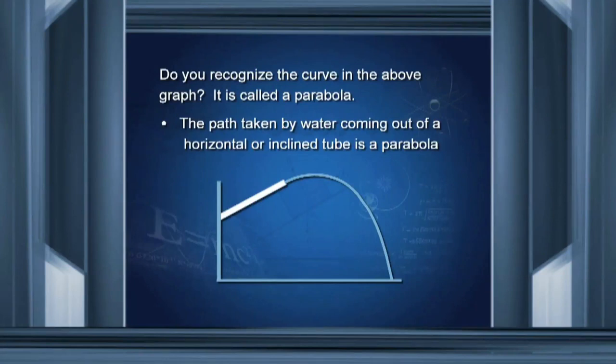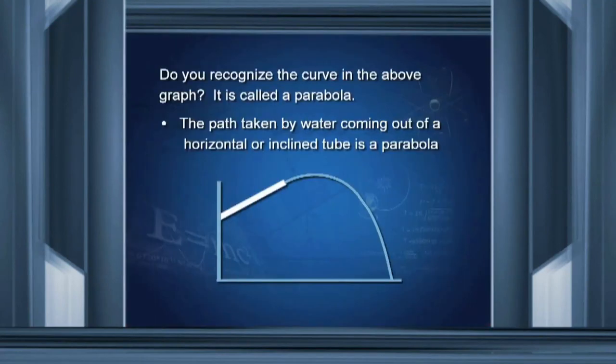And we find that the curve has this shape. What is this shape? This shape is called a parabola. A curve of this shape is called a parabola. Let me give you a few examples of this curve, the parabola. You see, you have a water tube and the water will come out of this, let us say. The path that this water describes is a parabola.